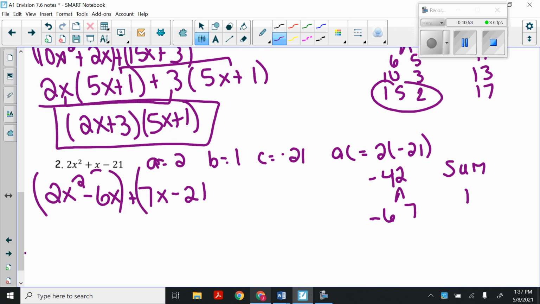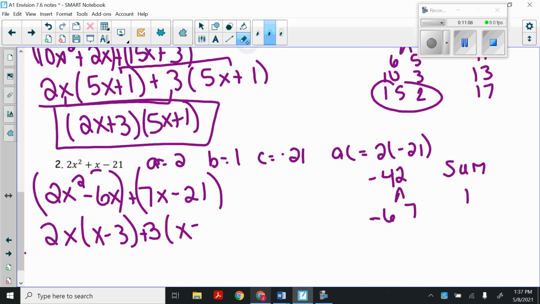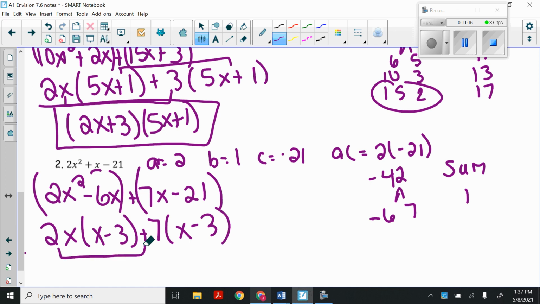Group them. 2x squared minus 6x, I can pull out a 2x, and I'm left with x minus 3. 7x minus 21, I can pull out a 7, and I'm left with x minus 3. Group my GCFs, so 2x plus 7 is the first factor. The second factor is x minus 3.